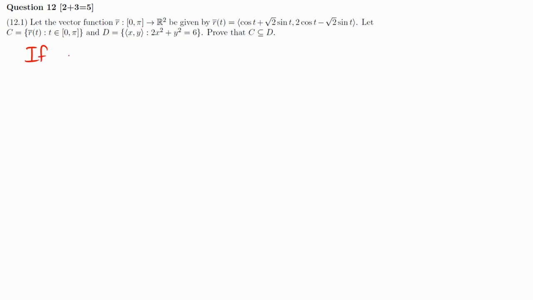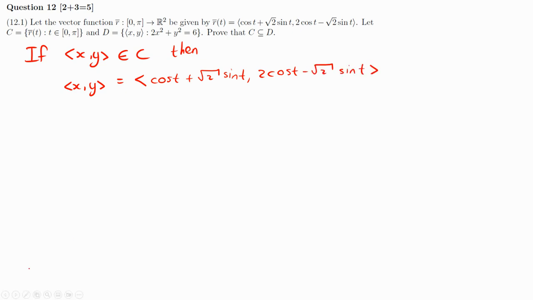So now, if xy is an element of C, okay, so that's this one, then xy can be equal to these components. We just use the components. So x is cos of t plus square root 2 sine of t, and the y component is 2 cos of t minus square root 2 sine of t. Perfect. And we also say this is for t an element of 0 to pi. And now let's see if these components actually satisfy this condition.